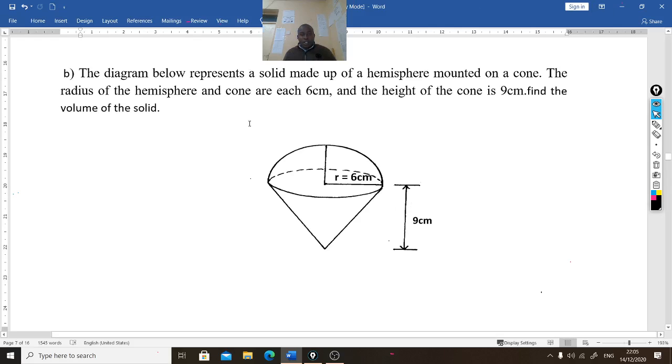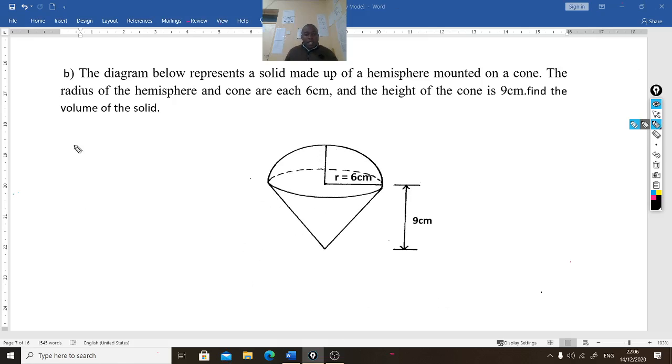Now let's deal with it the way it is. The question says the diagram below represents a solid made up of a hemisphere mounted on a cone. The radius of the hemisphere and the cone are each 6 cm, and the height of the cone is 9 cm. Find the volume of the solid. So to get the volume of the solid, it is the volume of the hemisphere plus the volume of the cone.